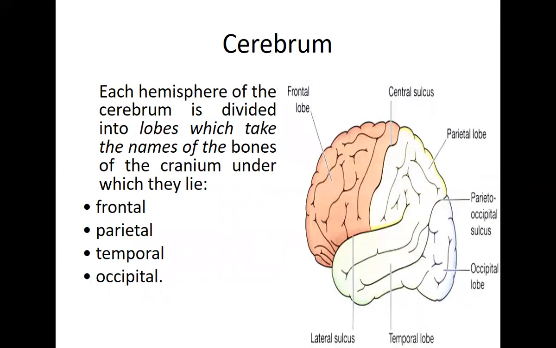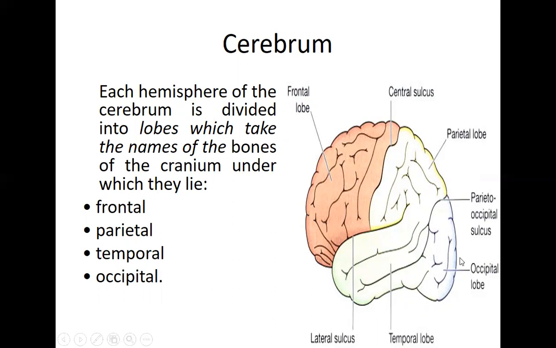Now coming to the cerebral lobes. Each hemisphere of the cerebrum is divided into lobes, which take the names of the bones of the cranium under which they lie. So each cerebrum is divided into lobes, and these lobes are named according to the bones. The part of the cerebrum which is under the frontal bone will be called the frontal lobe.